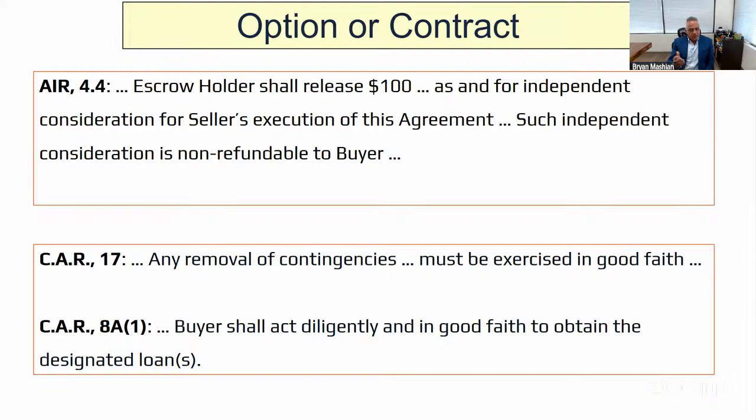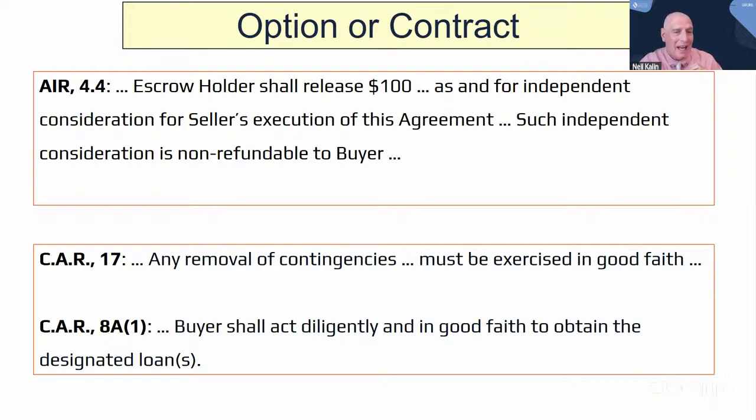And I'm going to let Neil talk about the CAR contract. Right. So we took a different approach because, first of all, we did not want any of our members or their clients to believe that the contract was anything other than a contract. We don't want our contract to be interpreted as an option. We want it to be interpreted as a contract.